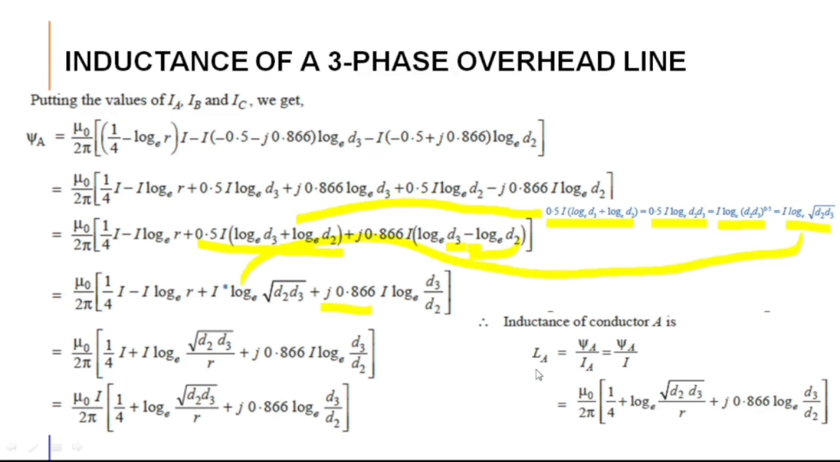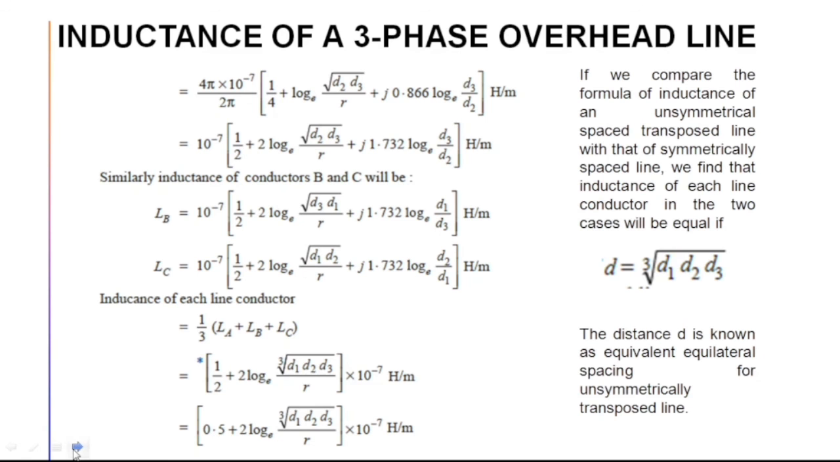For the calculation of the inductance for this unsymmetrical spacing, that is La is equal to psi a by Ia. Psi a value is this one, I am substituting here by I. The I cancels and the remaining term is mu naught by 2 pi, 1 by 4 plus log root d2 d3 by r base e plus j 0.866 log d3 d2 base e. Okay, and this is the expression for the La, and we have to consider it for further analysis by the consideration of the mu naught value.